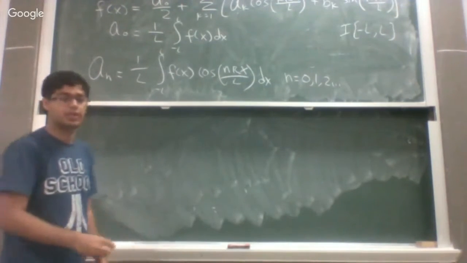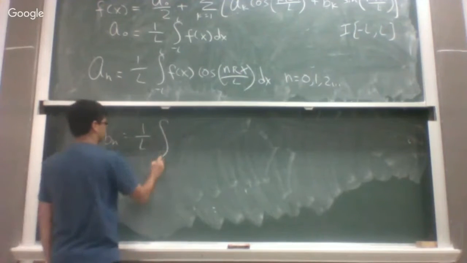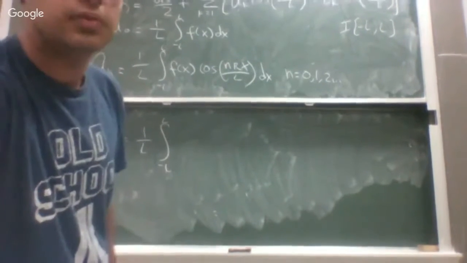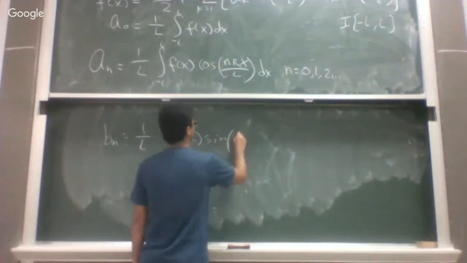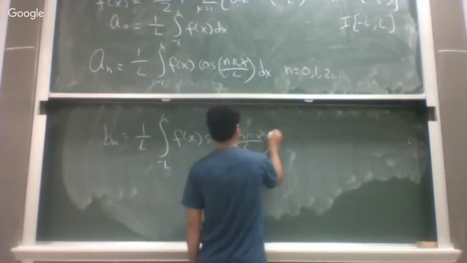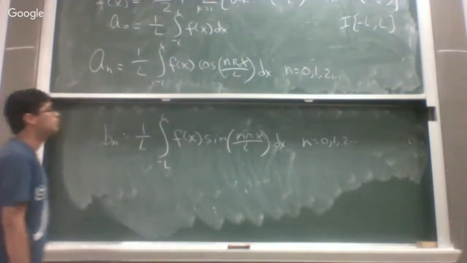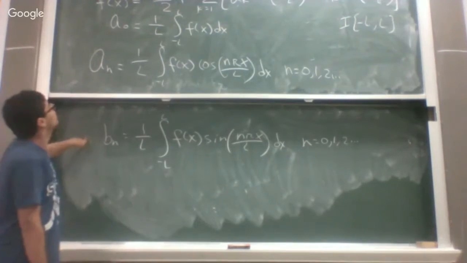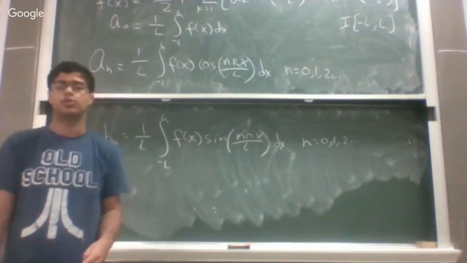And then you have your b sub n, 1 over L, going from negative L to L of f of x, sine of n pi x over L dx. Okay? So if you have a periodic function, you need to find all these 3 parts, put them into that final equation f of x, and that's your equation for the periodic function, or the Fourier series.